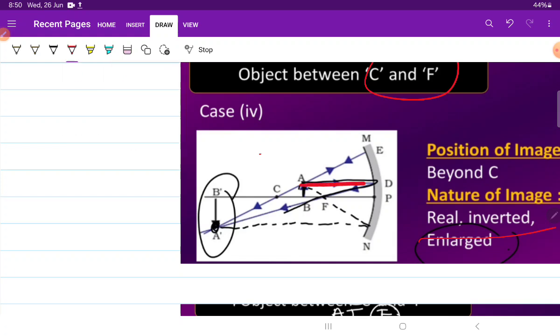Yes, it will pass through the focus only. Now the second ray, we have learned the fourth law, where a ray which is coming from the center of curvature will always be reflected back and come to the center of curvature only.